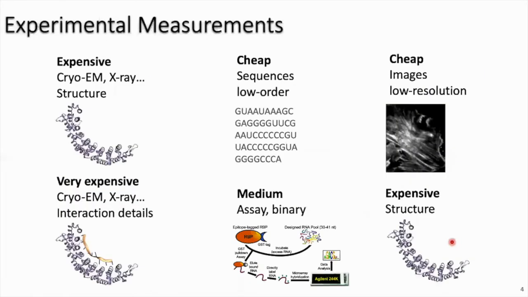To investigate structure and function, we may have the following measurements and data. First of all, we can have the precise measurements, such as cryo-EM and X-ray crystallography. However, such precise measurements can be very expensive. So people have developed some relatively cheaper measurements, for example, to measure their low-order structure, such as their sequences, or to get their low-resolution structure images.